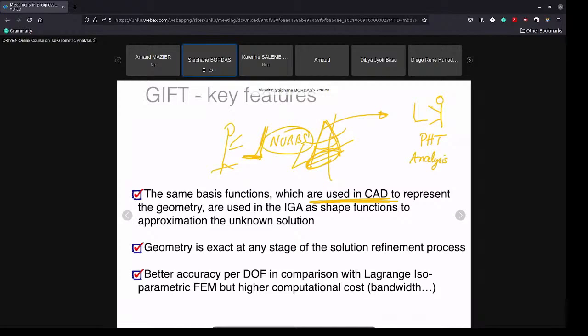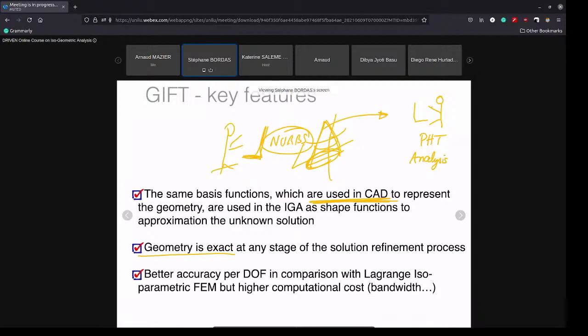So again, we have the advantages of IGA, which are super useful. Geometry is exact at any stage of the solution refinement process. We do not modify the geometry. It stays what it is. But as you were asking in your question very smartly before, we can locally enrich by adding points at the right place based on our estimators, which I cannot show today because it would take some more time and I don't have it.